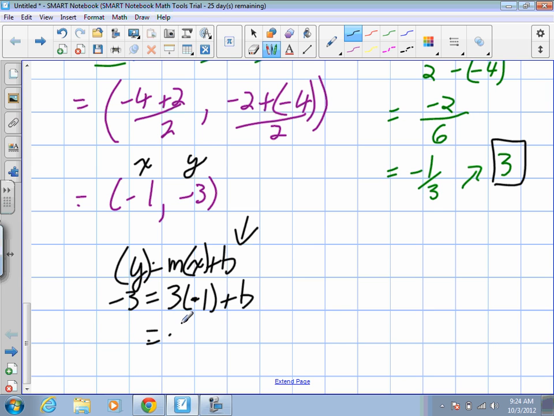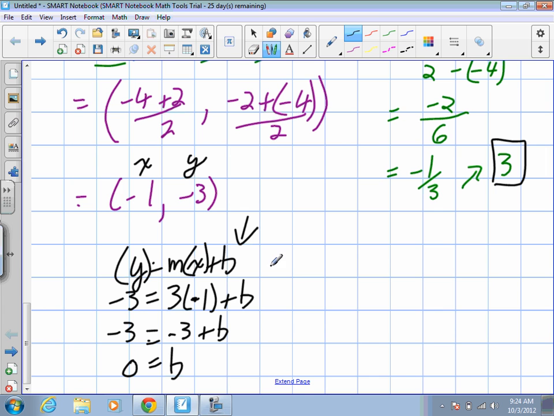Negative 3 plus b, so b equals 0. Does that make sense? Why does that make sense? The y-intercept is 0, and the center of this circle is 0. We already proved it, but let's just say for this.